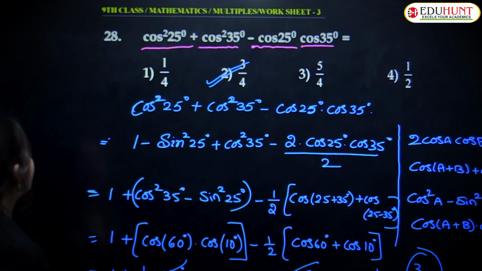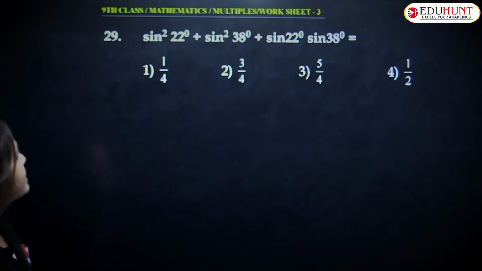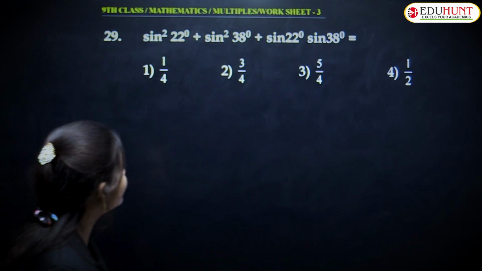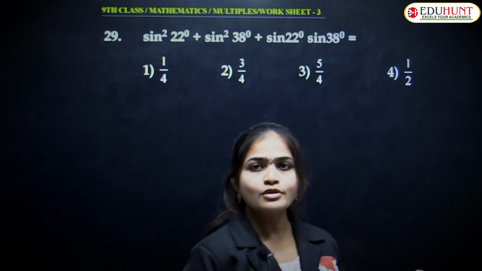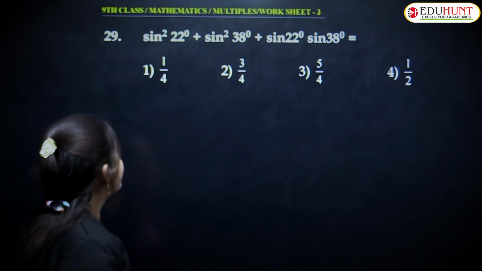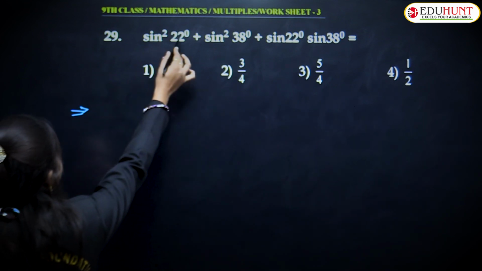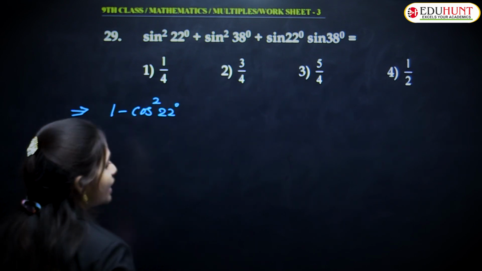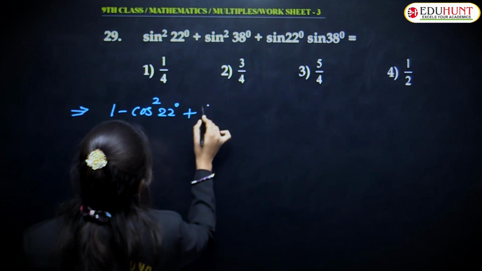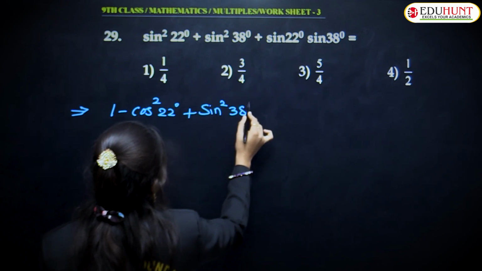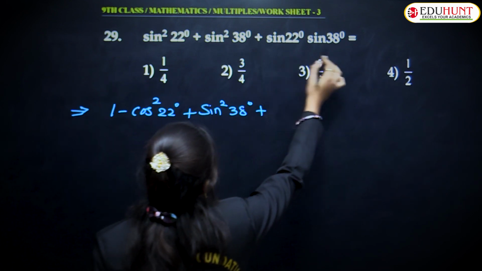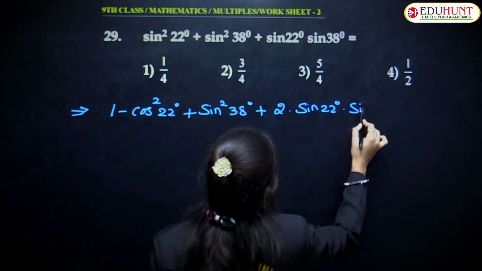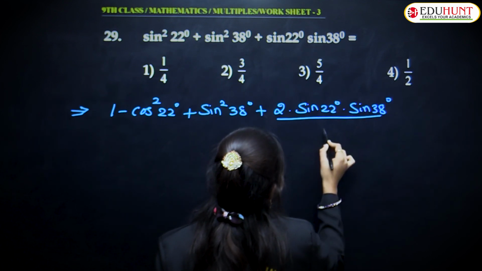Okay children, let us see the next question, the 29th one. Sin square 22 degrees plus sin square 38 degrees plus sin 22 degrees into sin 38 degrees. So just like the previous question. Again, sin square 22 degrees I want to write as 1 minus cos square theta, where theta is 22 degrees. 1 minus cos square 22 degrees plus sin square 38 degrees plus, again I want to multiply and divide this term by 2: 2 sin 22 degrees into sin 38 degrees, whole by 2.